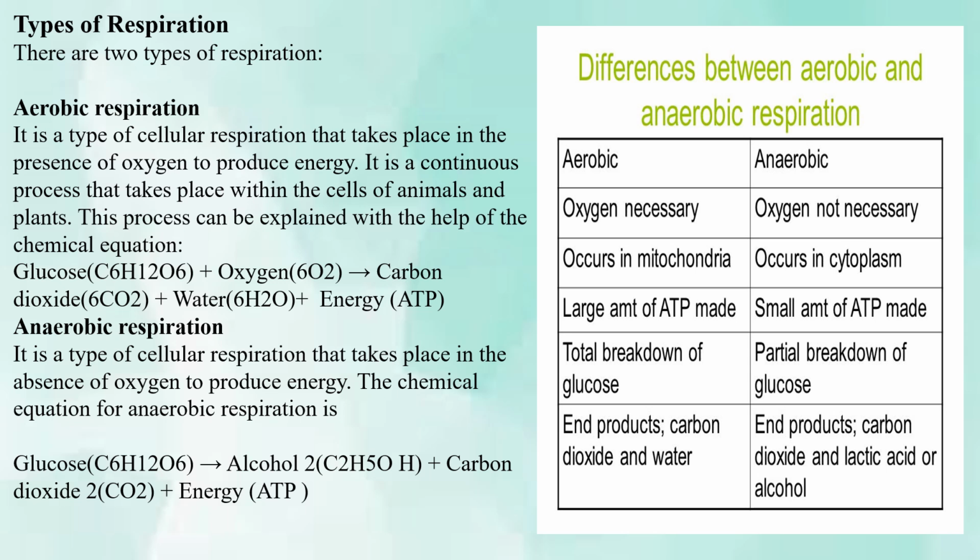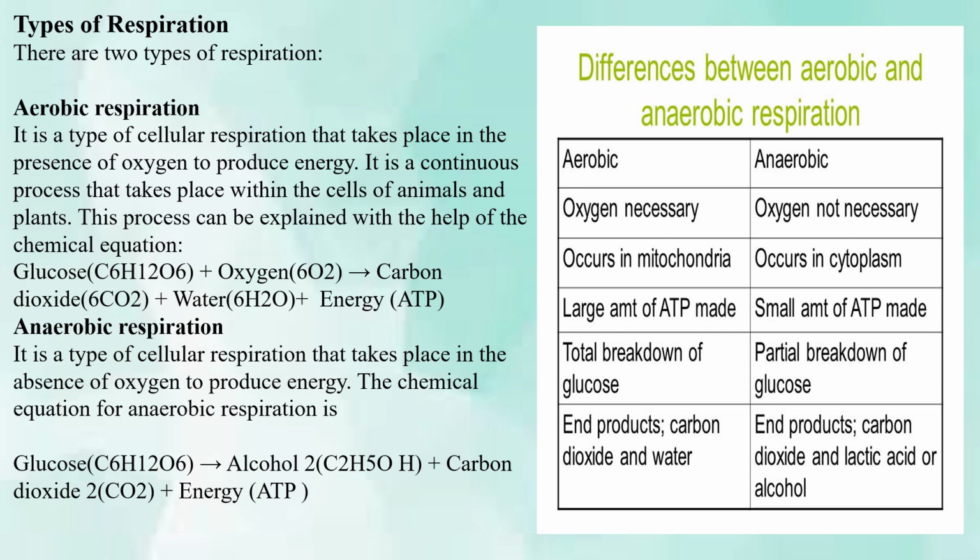In aerobic respiration there is total breakdown of glucose, and in anaerobic respiration partial breakdown of glucose is formed, and finally the end product of aerobic respiration is carbon dioxide and water, and for anaerobic it is carbon dioxide and lactic acid or alcohol. Fermentation takes place in anaerobic reactions. So that is the difference between aerobic and anaerobic respiration. So let us see how you define it.